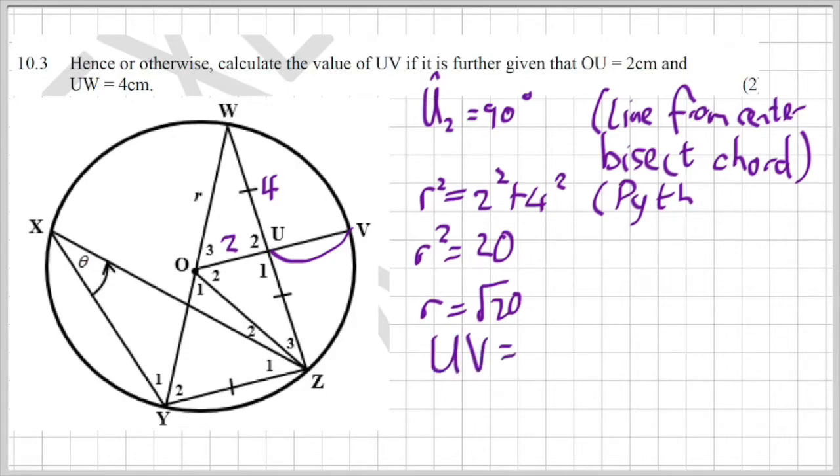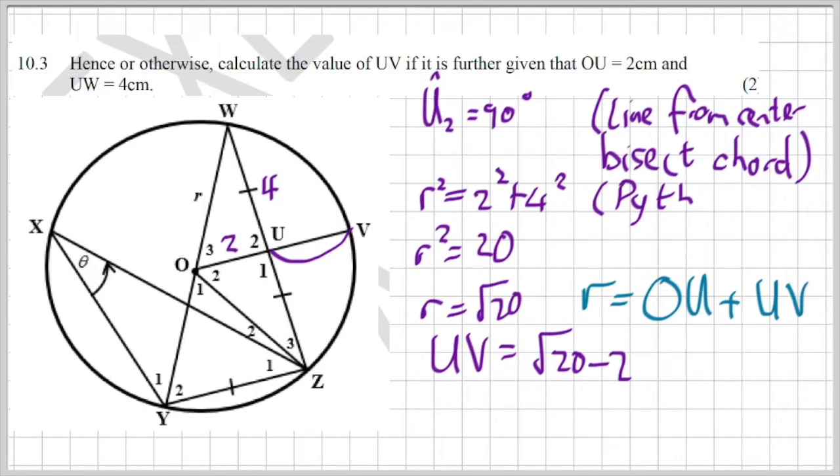And last but not least, UV is then, to explain what I did here, remember that R is actually equal to OU plus UV. And now that R is root of 20, and OU is 2, to get UV alone, I'm just going to subtract 2 on both sides. And there you've got the value for UV. As simple and as easy as that.